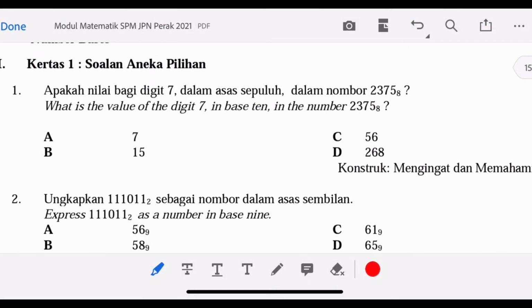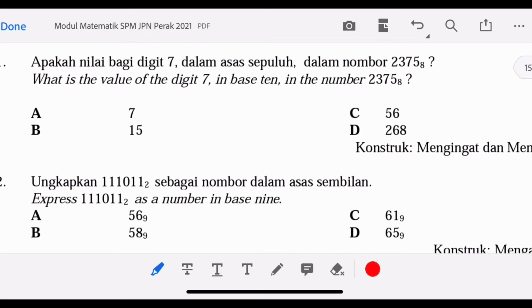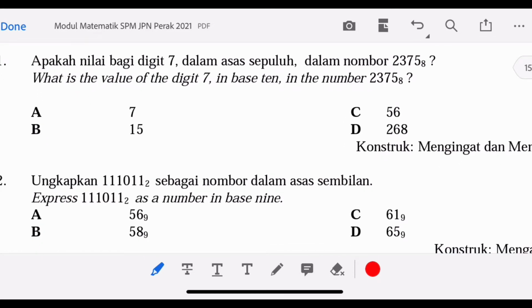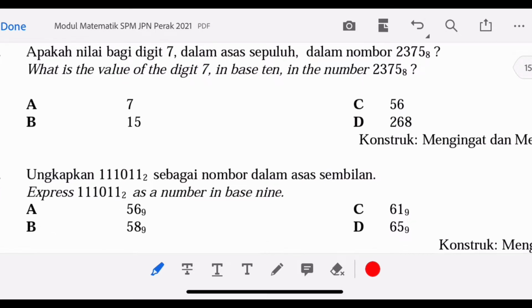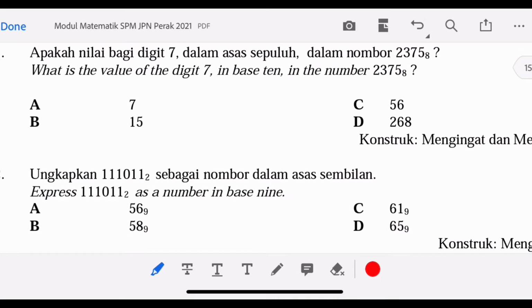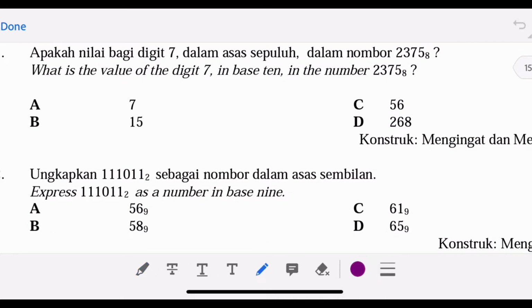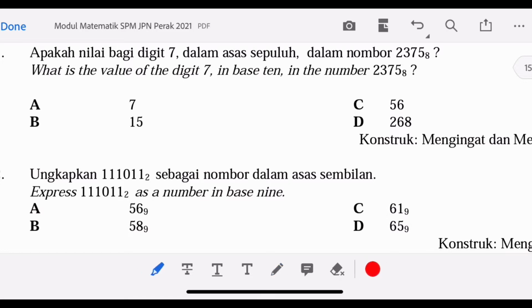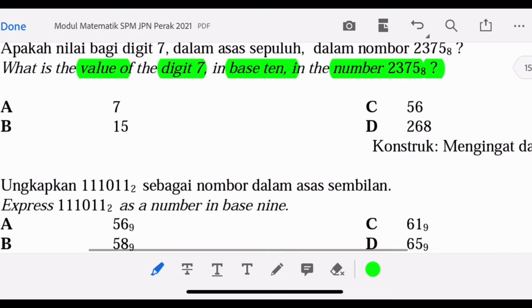Today we'll discuss one topic which is quite easy, number bases. Alright, so number bases is actually quite interesting and simple. So let's go through one by one and do it carefully. What is the value of the digit 7 in base 10, the number given is base 8, right?